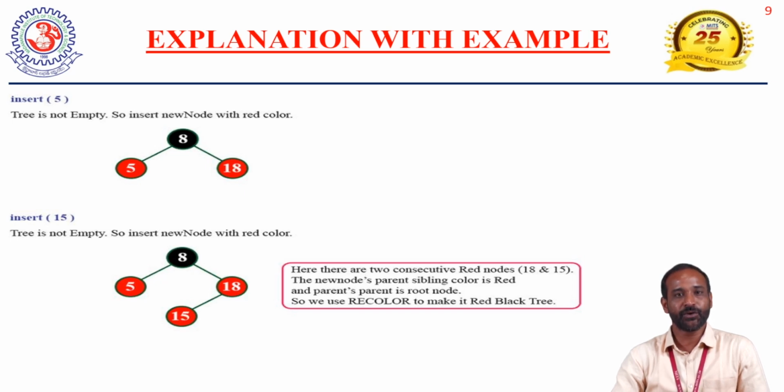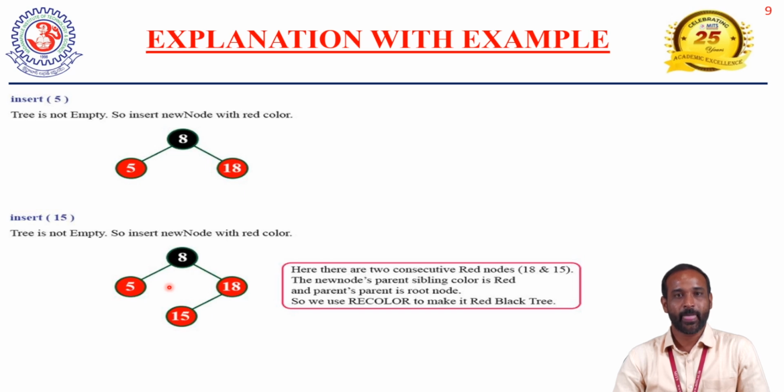When compared to root, BST property, 15 is greater than 8, so we can place it on the right side. On the right side, one more element is there, that is 18. When compared to 18, 15 is less than 18, so we can place it at the left side of 18. So now a problem came. Comparing with the properties of a red black tree, no consecutive red nodes should be there.